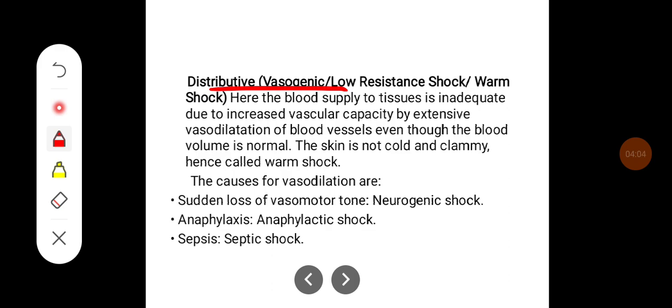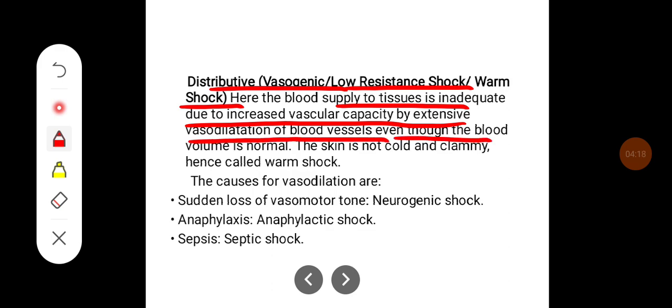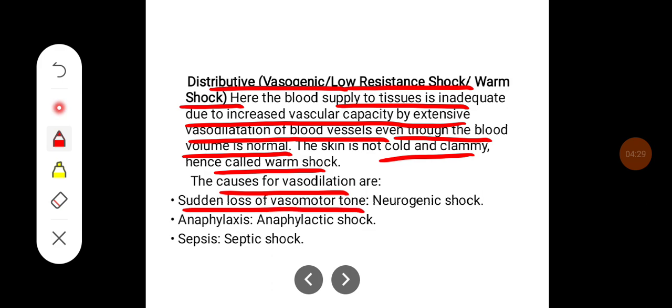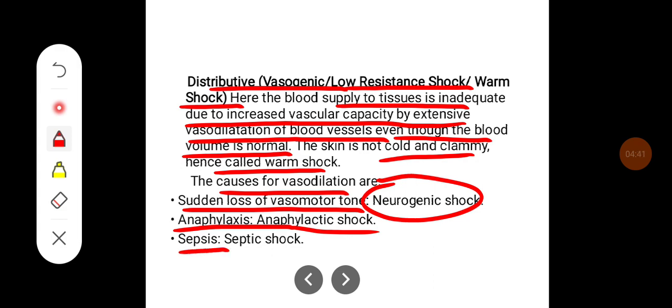Then distributive shock, which is also called vasogenic shock, low resistance shock, or warm shock. Here the blood supply to the tissue is inadequate due to the increased vascular capacity by extensive vasodilatation of the blood vessels, even though the blood volume is normal. The skin is not cold and clammy, hence it is called warm shock. Some of the causes for vasodilatation are sudden loss of vasomotor tone, which can occur in neurogenic shock. It also occurs in anaphylaxis, which is called anaphylactic shock, and in sepsis, which is called septic shock.